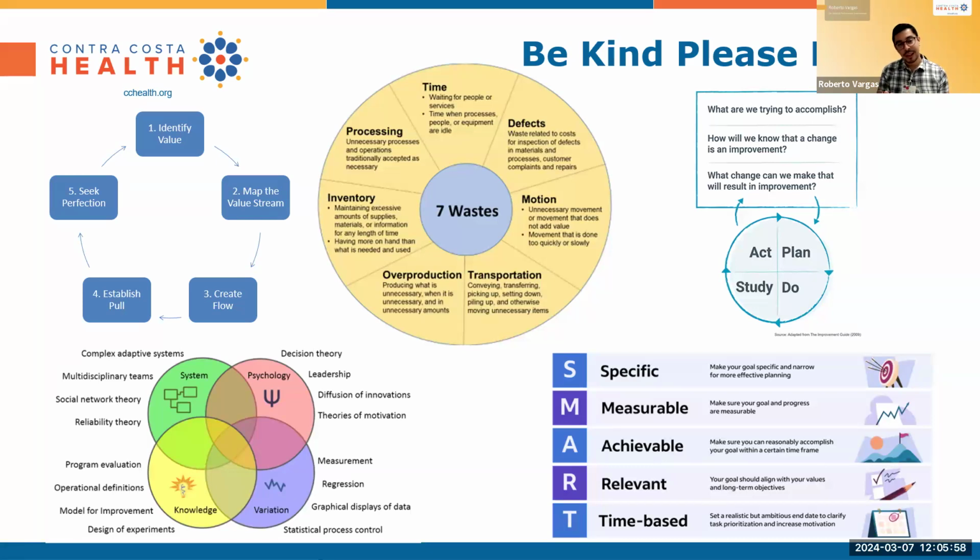Then keep going to your right, you can see a little map here that showcases IHI's model for improvement. And there are 3 questions associated with this one. What are we trying to accomplish? How will we know that a change is an improvement? What change can we make that will result in improvement? And as you flow through those questions, you're conducting a test. And that test of change is known as a PDSA, Plan, Do, Study, Act.